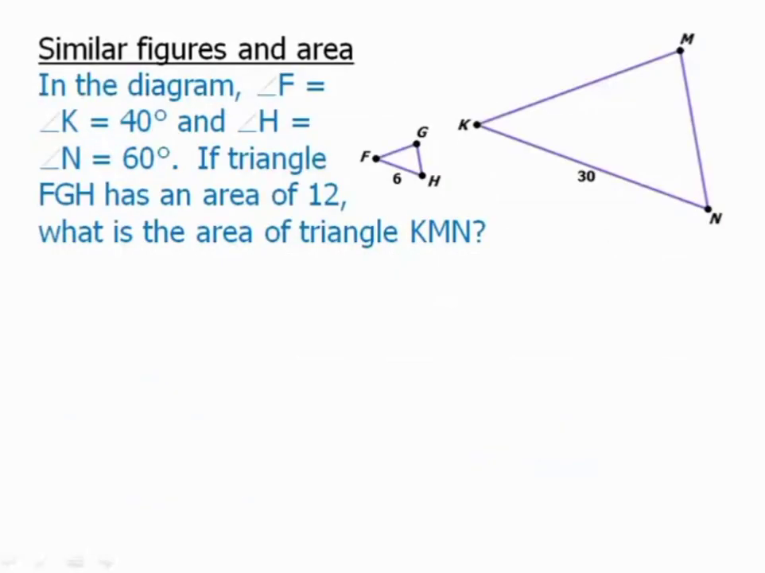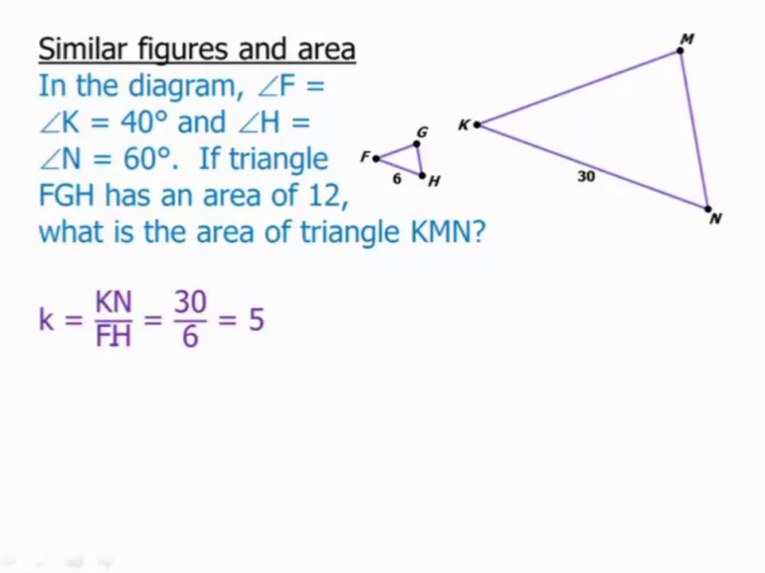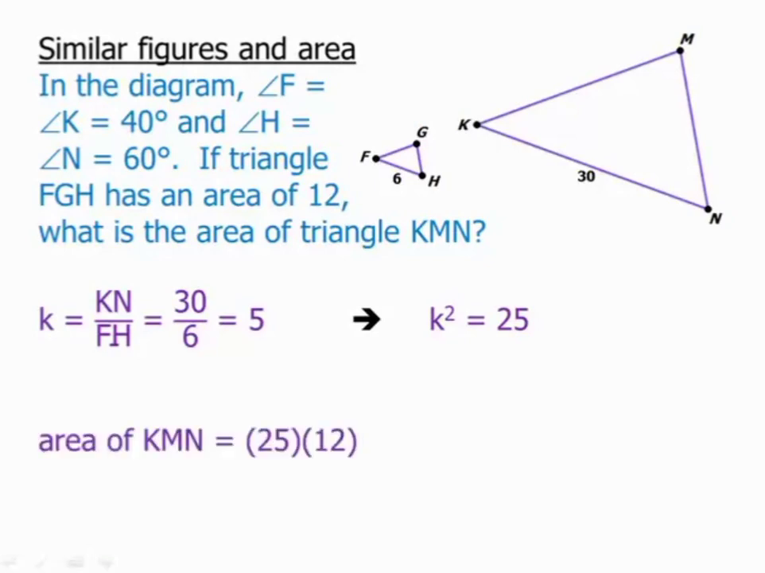Here's a practice problem. Pause the video and then we'll talk about this. So clearly the scale factor is the ratio of 30 divided by 6, which is 5. If the scale factor is 5, the scale factor squared is 25. The area is multiplied by 25. So the small one has an area of 12. The large one must have an area of 25 times 12.